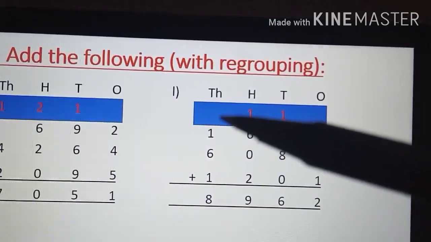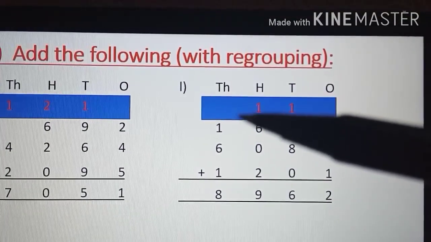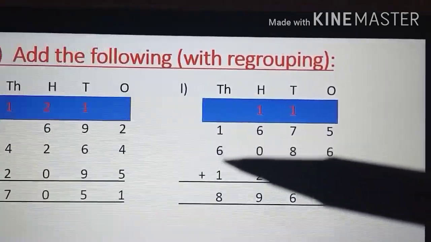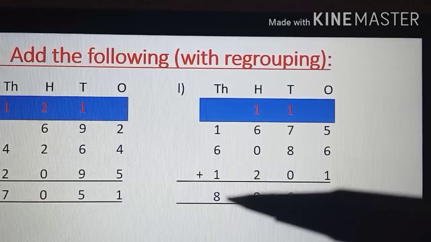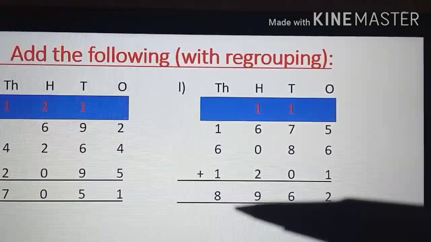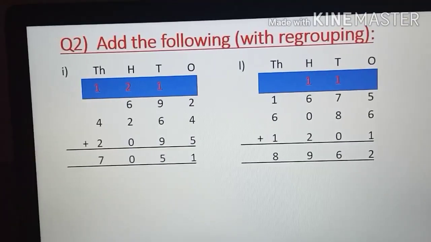So no carry over under the thousands column. Under the thousands column, 1 plus 6 plus 1. So 1 plus 6 plus 1, that is 8. So our sum is 8962. Clear? I hope you understand, children.